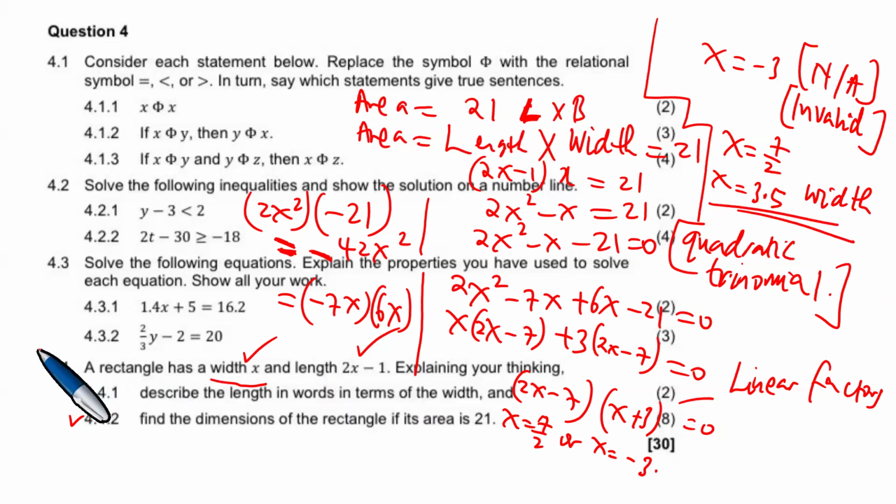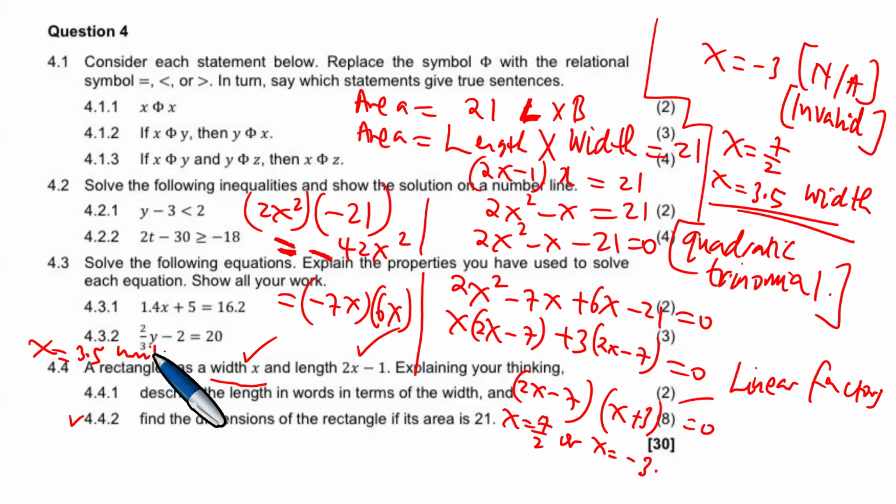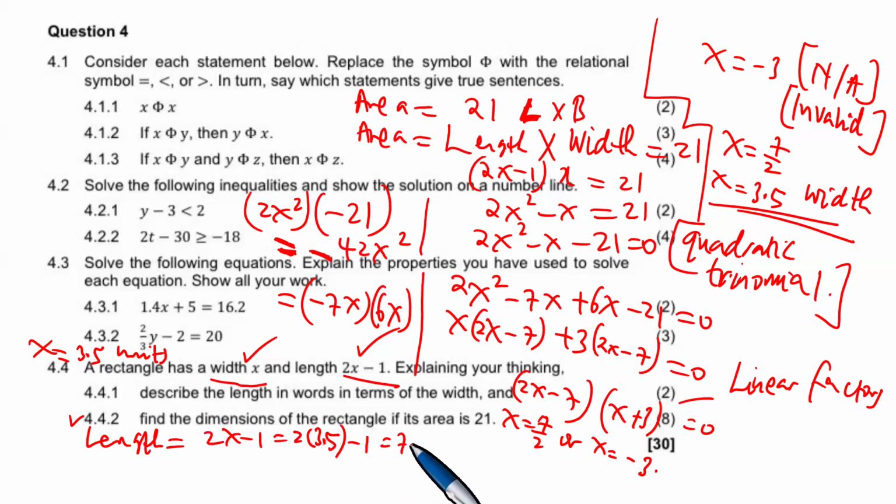If we together agree that x is 3.5, which is the width, we can say 3.5 units. What would then the length be? It's going to be double the number and 1 less. So it is double x minus 1, and x is 3.5, so 2 times 3.5 is 7, minus 1. 7 minus 1 is exactly 6.